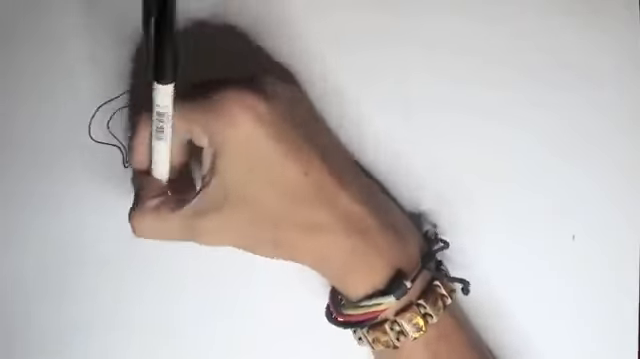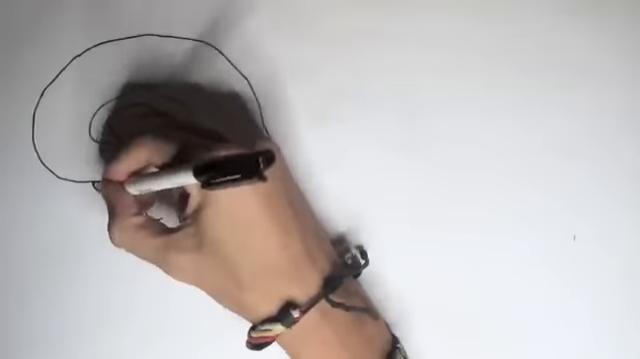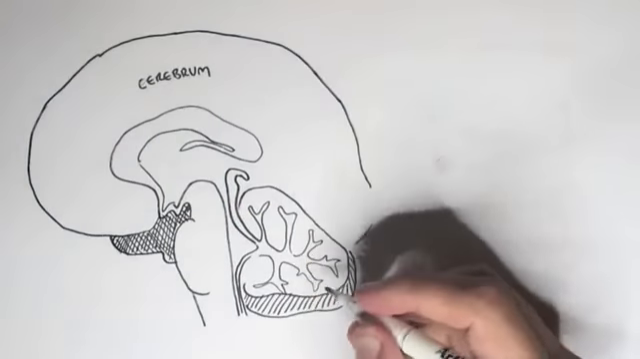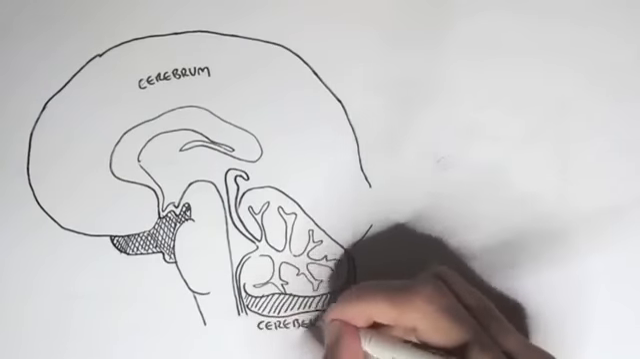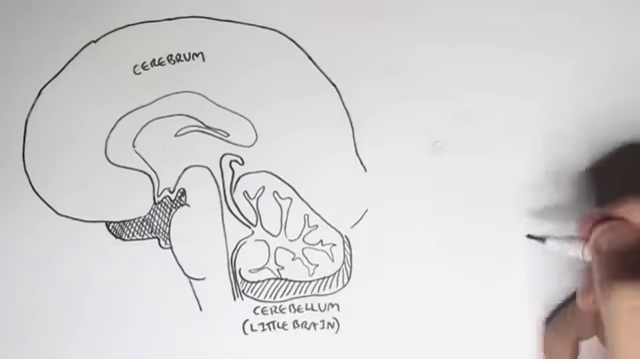Now the cerebellum, where is it and what is its function? Here we have a sagittal view of our brain. Now here we have the cerebrum. People sometimes get confused between the cerebrum and the cerebellum. The cerebellum is located below the cerebrum, below the occipital lobe.